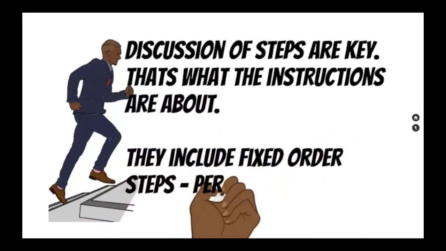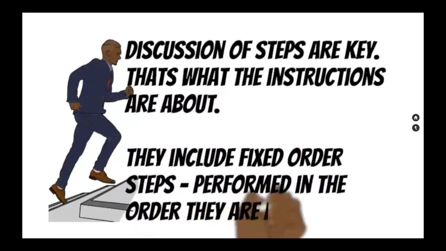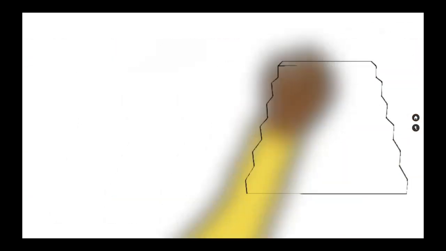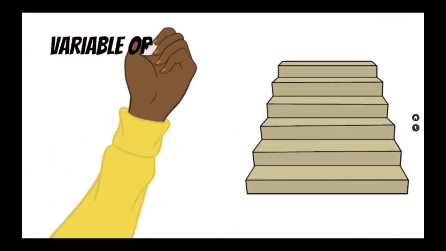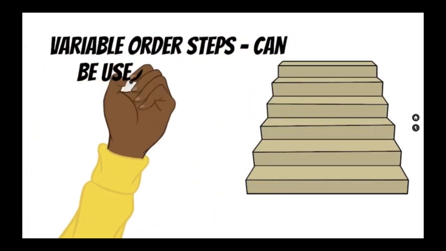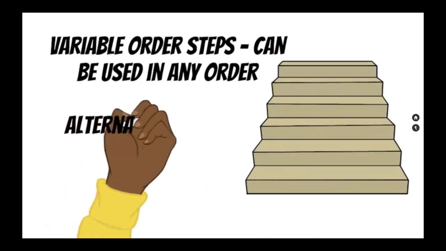And they include fixed order steps. And these are steps that are performed in the order that they are presented. You don't want to vary from those steps. You have to follow them step by step, so to speak. Then you also have the variable order steps. And these are steps that can actually be performed in any order or practically any order.